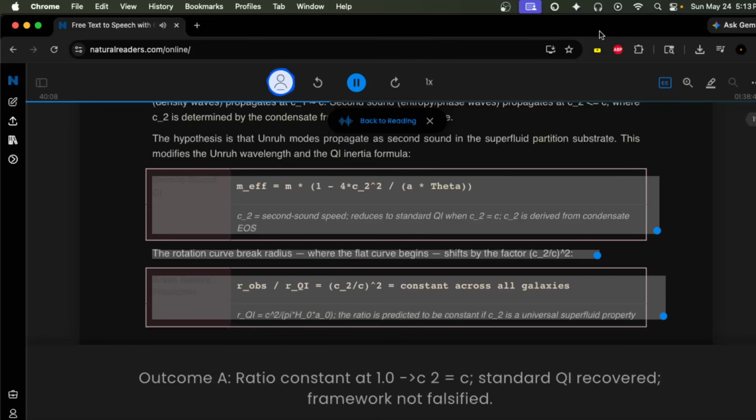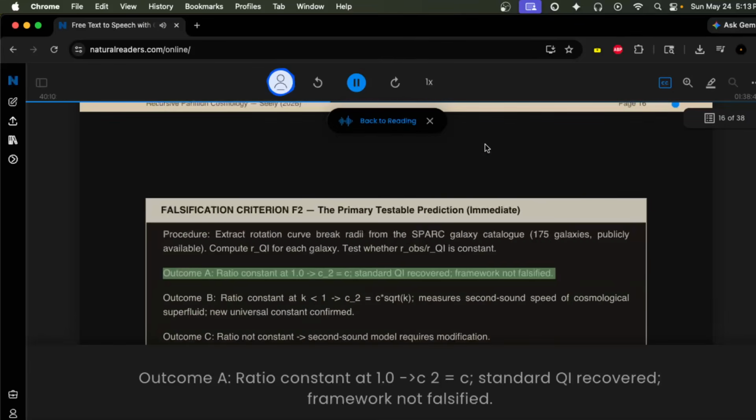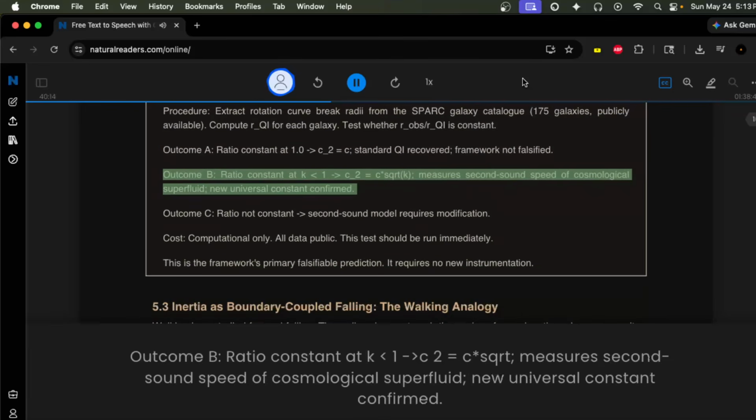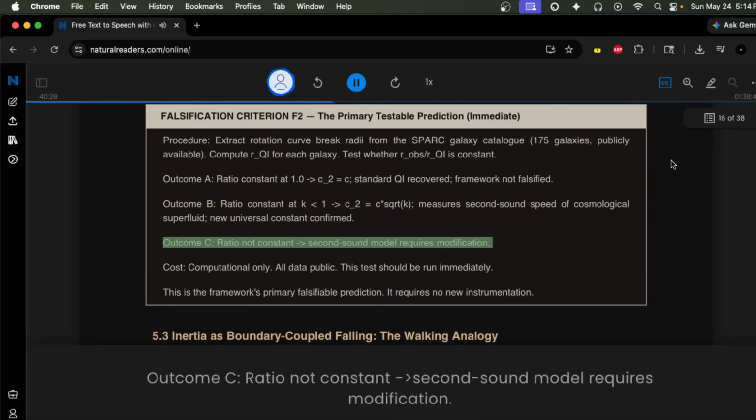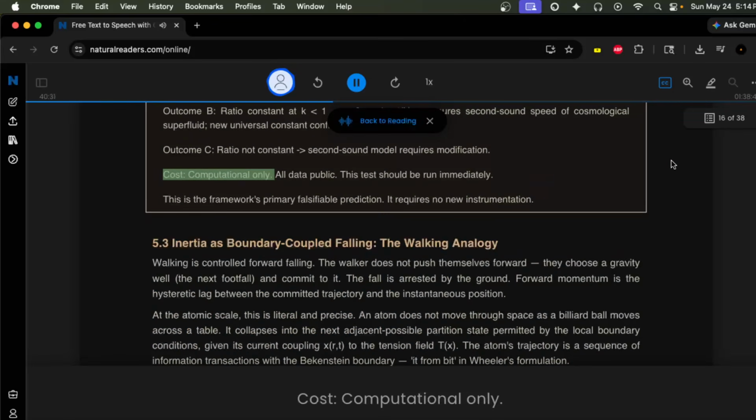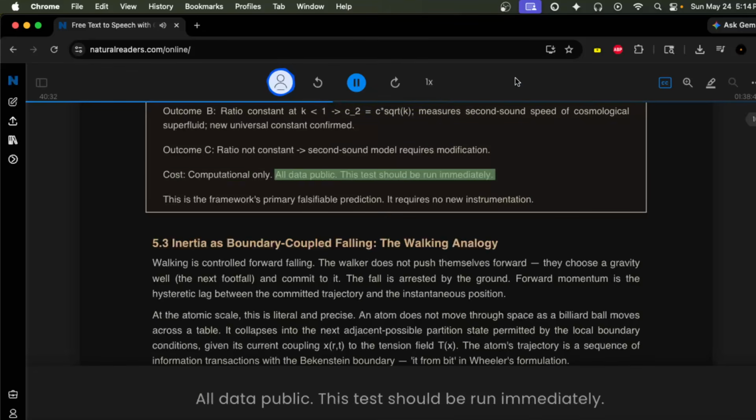Outcome A: ratio constant at 1.0, so c2 equals c, standard QI recovered, framework not falsified. Outcome B: ratio constant at k less than 1, so c2 equals c times sqrt(k), which measures the second sound speed of the cosmological superfluid, a new universal constant confirmed. Outcome C: ratio not constant, so the second sound model requires modification. Cost: computational only. All data are public.